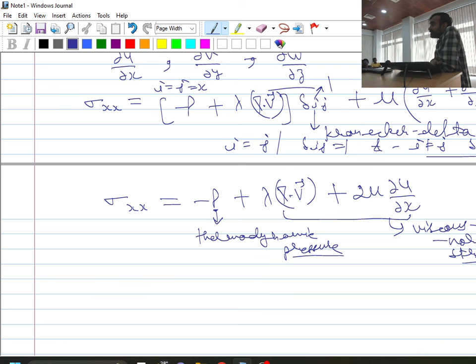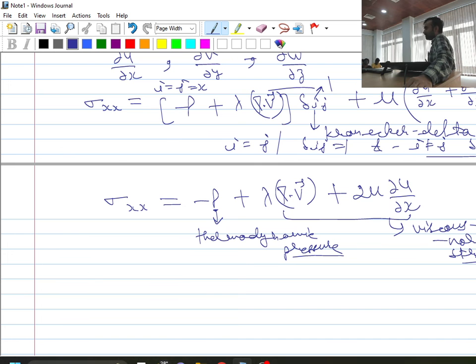Is this point clear? How can I write sigma xx? Sigma xx is nothing but minus p plus lambda times the divergence of v plus 2 mu times del u by del x. Now lambda is called the second coefficient of viscosity, and mu is called the dynamic viscosity. These two, the second coefficient of viscosity and the dynamic viscosity, make up the normal component in the stress tensor. That's why I am calling it the viscous normal stress, and the other the thermodynamic stress because of the thermodynamic pressure. Are all clear with this idea?